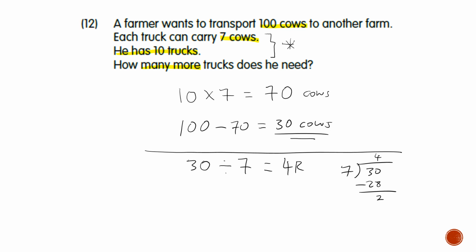And I'm going to explain to you what this means. Now, 4 is the total number of full trucks. That means in each of these 4 trucks, there's 7 cows in total, and there are 2 extra cows. These are cows that have to go into another truck. So there are 4 full trucks, and there's 1 more truck with only 2 cows. So you need a total of 5 more trucks to transport the cows. Please do your corrections. Thank you.